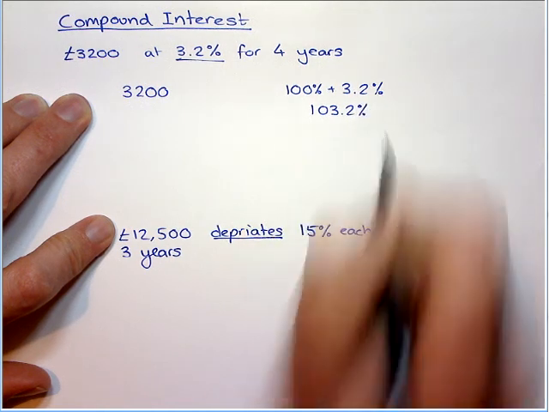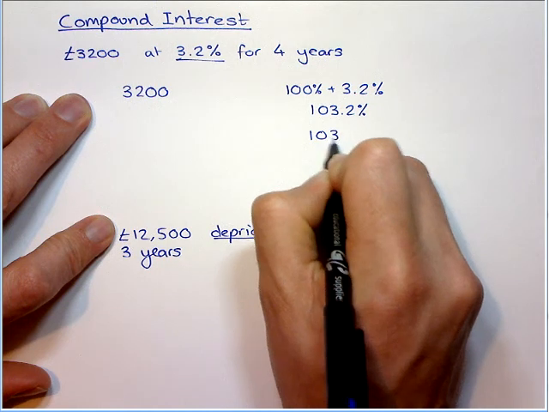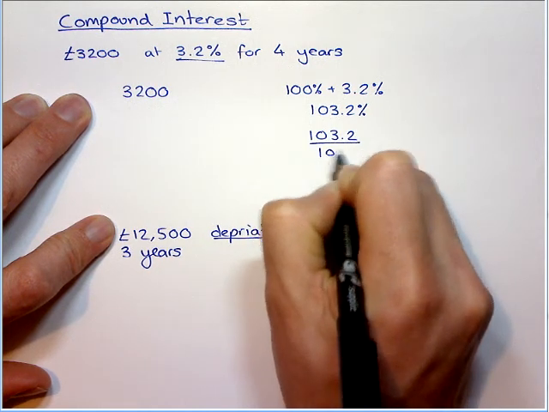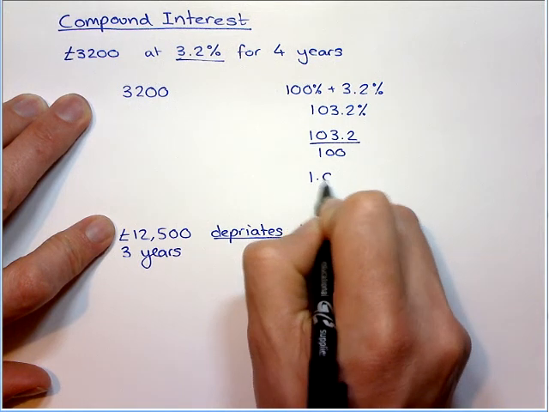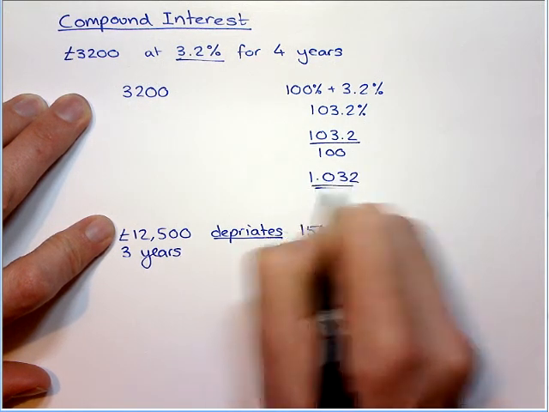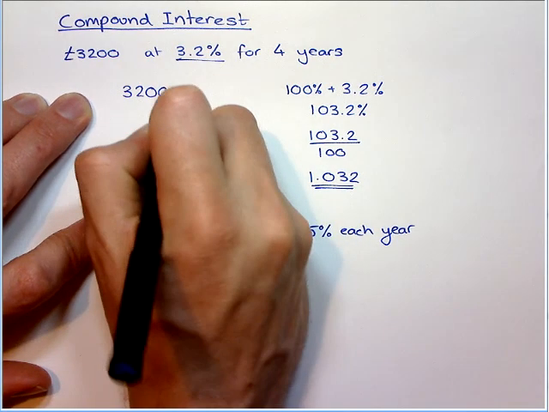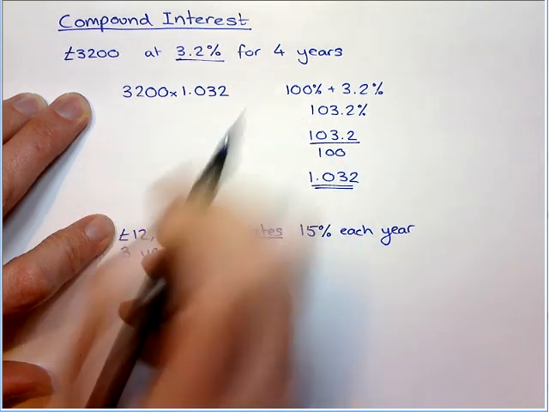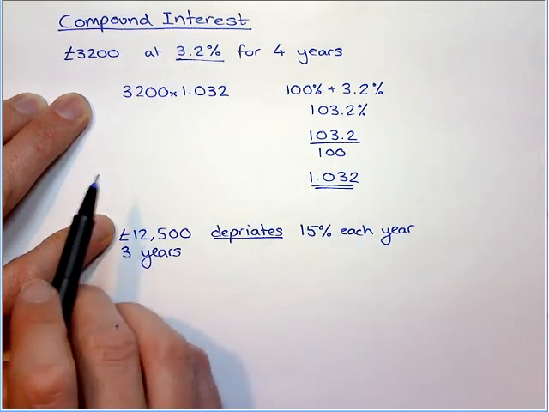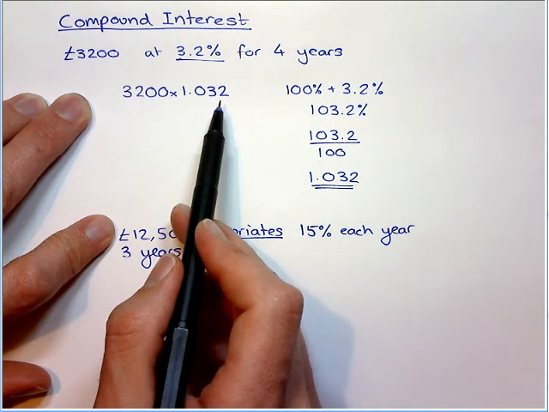103.2%. Now percent means per 100, so it's the same as writing this, which also means dividing by 100. And if we divide that by 100, we get this. And that's what we call our percentage multiplier. So if we times it by this, what that will actually do is increase this amount by 3.2% and therefore tell me how much I would have at the bank at the end of the year.